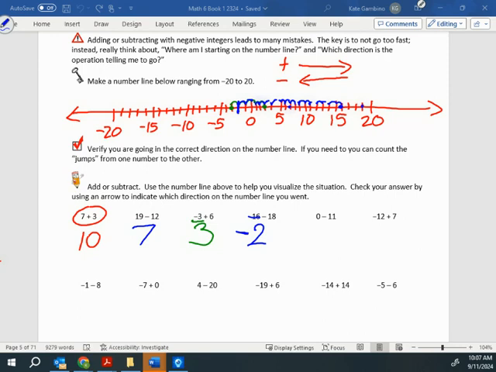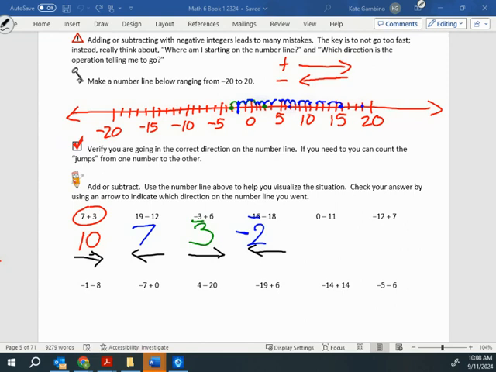So for the directions here, it says, check your answer by using an arrow to indicate which direction on the number line you went. So 7 plus 3, what way did I go? I went to the right, so I have to put that big arrow saying I go to the right on the number line. Our next one with an answer of 7, we subtracted. What way should my arrow point to, Adeline? Left. Here I'm adding, so I'm going to the right. Here I subtracted, I go to the left.